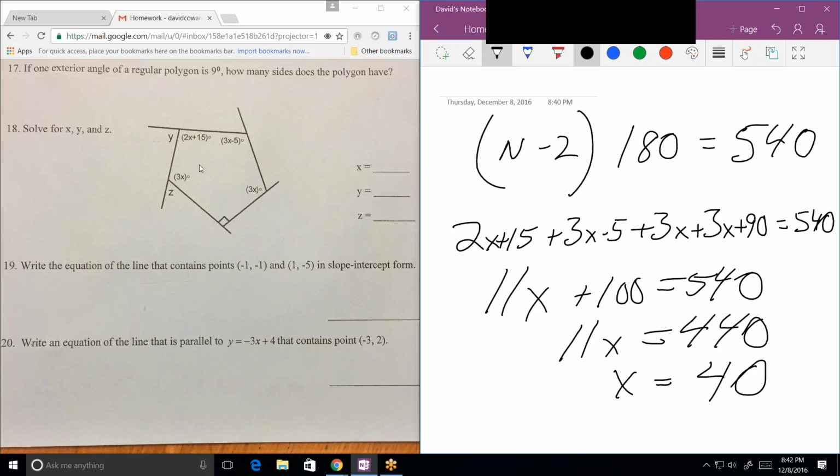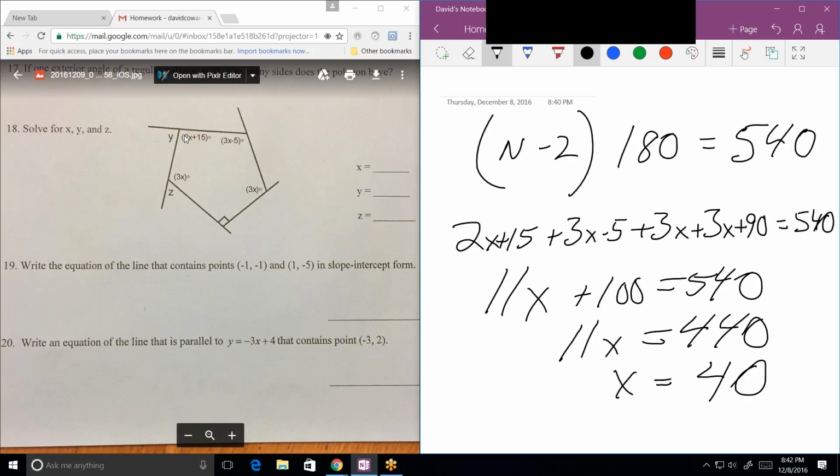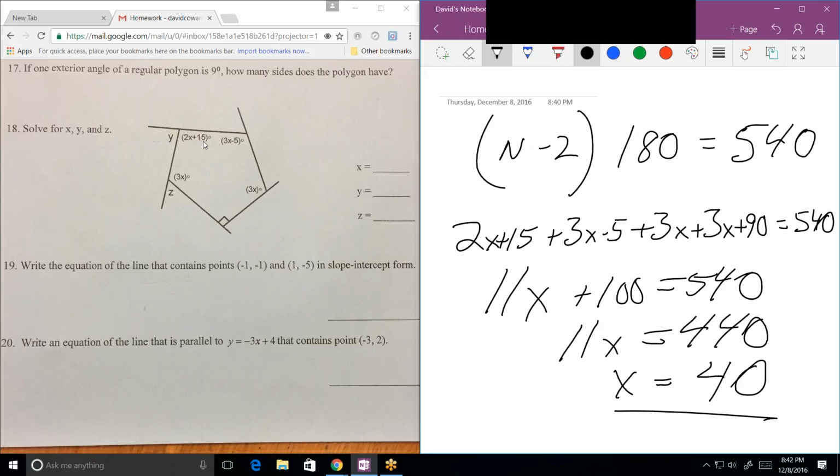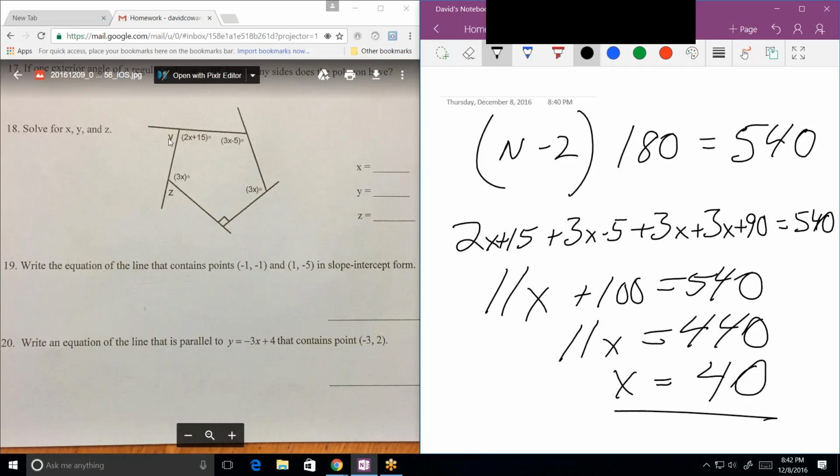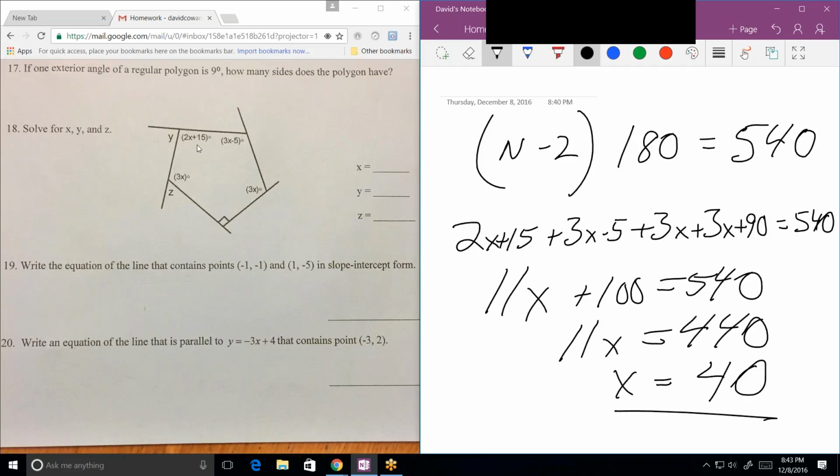Would it be 60 degrees? Well, first of all, what's the angle that is the linear pair with Y? Knowing that X equals 40, what is 2X plus 15? What is that angle? 95. Correct. So if that's a 95-degree angle, what's Y that is supplementary with that? 85 degrees. That's what Y is.